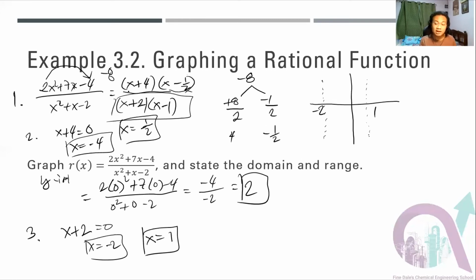For example, 3, from the left, negative 3. So this is 2x plus 4, x plus 4, and x minus 1/2.